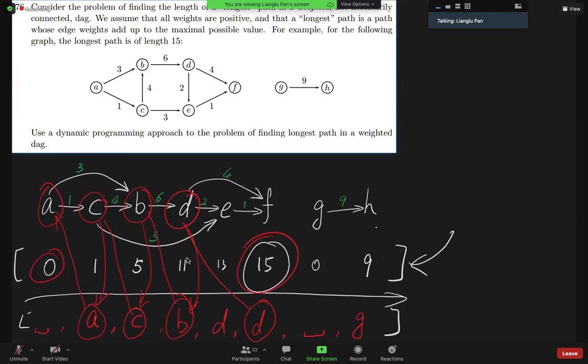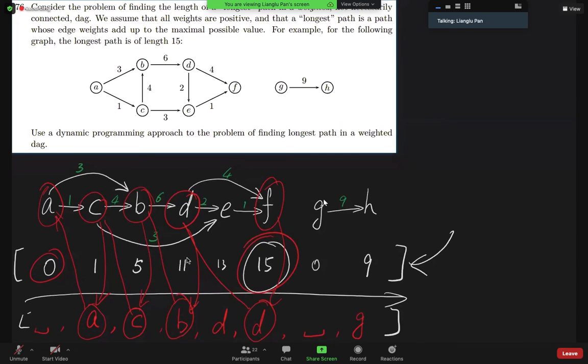So this third array, or this last array, gives us the ability to backtrack the actual path. So we know that the path giving us 15 as the total length would be from A to C, C to B, B to D, and then D to F, giving us 1 plus 4 plus 6 plus 4 equals 15 as the longest distance.